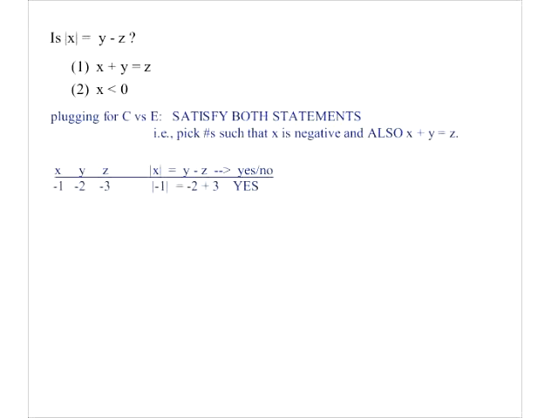That's a yes. Let's just try a whole bunch more numbers. So let's plug in some more. Let's say x is negative 10, and y is nothing, and z is also negative 10. So that means that the absolute value of negative 10 is supposed to be 0 plus 10. That's a yes.